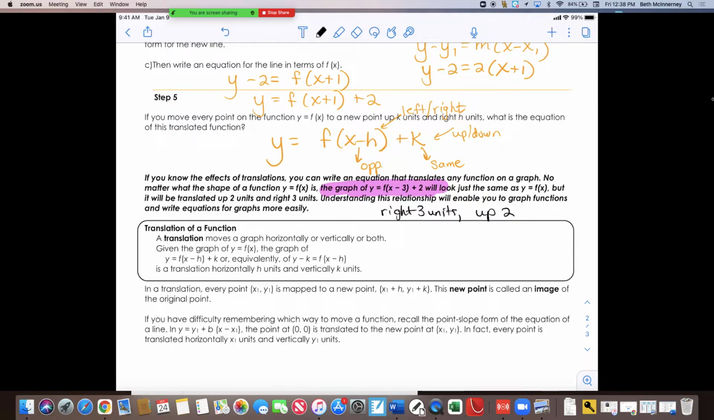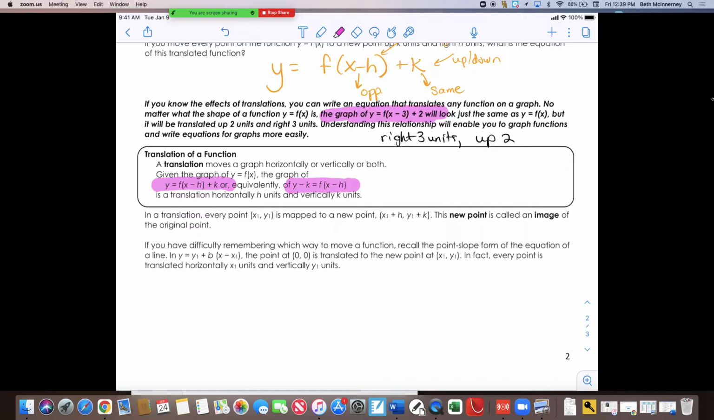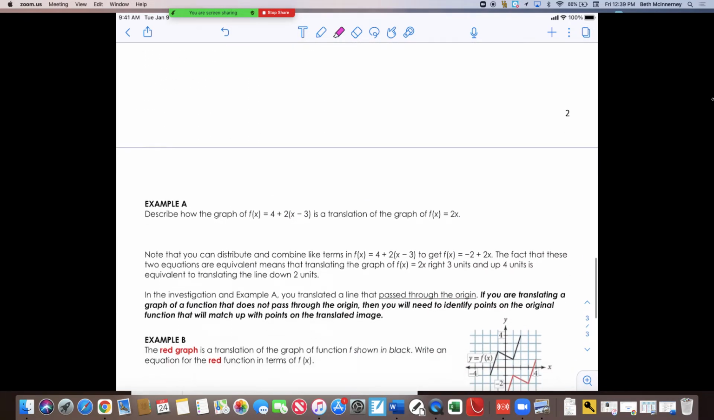So in my box, we're going to go over this again. If you have y equals f of x minus h plus k, or I'm going to stick with the second one, I think that might help. Horizontally means left or right h units, and up and down k units. So if you have difficulty remembering it, you can take a point, do the shifts, and then put it back into the function. So let's look at example A.